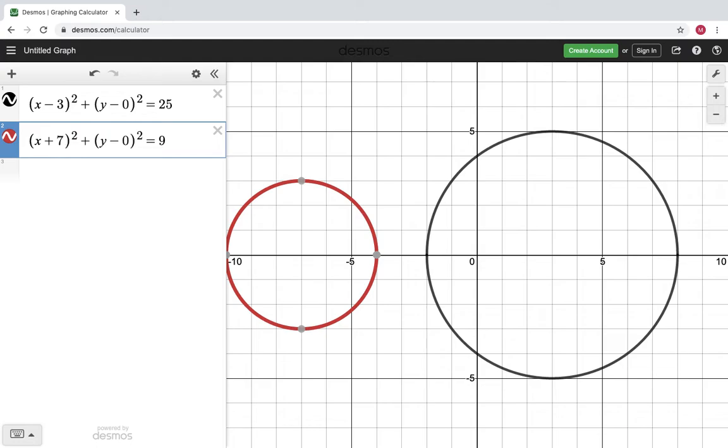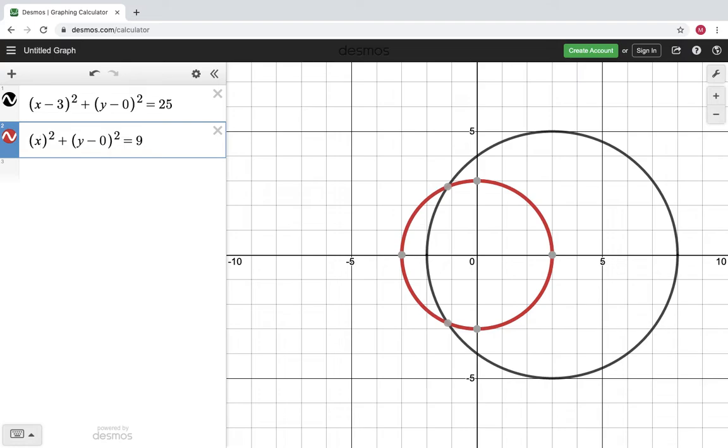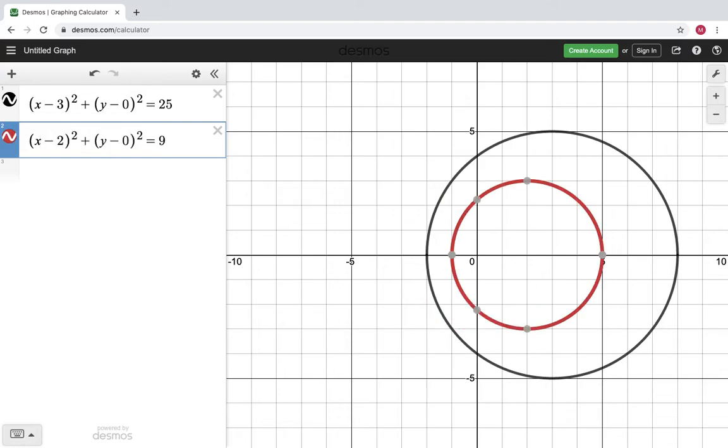In part C, they say, what if the centers are a distance of 1? And so maybe we'll make this a minus 2. And so this is a distance of 1. Again, you can see the centers are inside of each other, or next to each other, a distance of 1, and they do not intersect. That's kind of what they're showing.